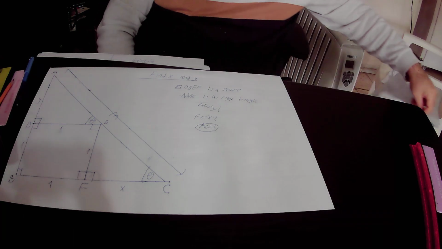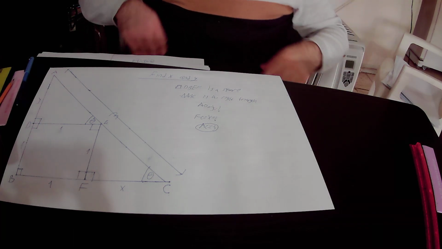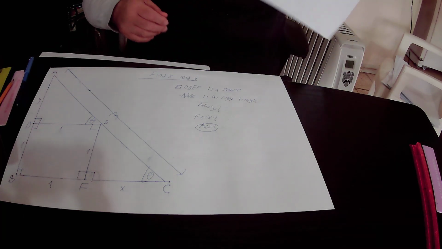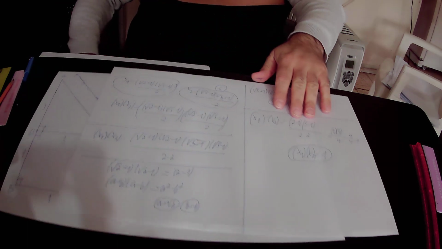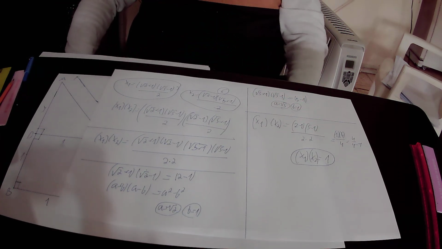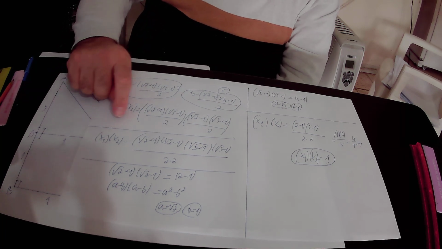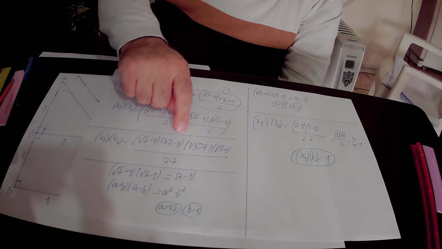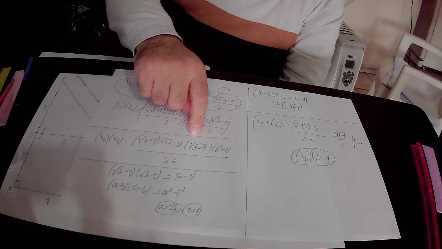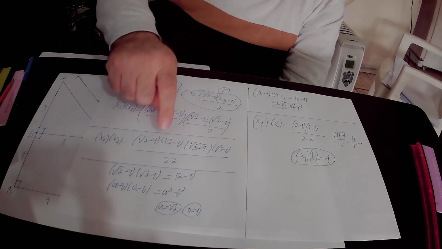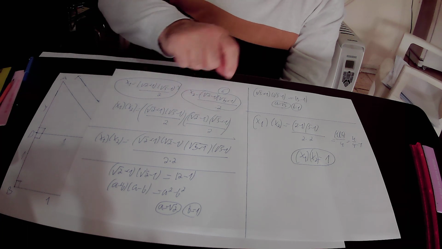Then I copied the solutions x1 and x2 onto this new page, and we multiplied x1 by x2, and we got that x1 times x2 equals (square root of 2 plus 1) times (square root of 2 minus 1) times (square root of 5 plus 1) times (square root of 5 minus 1), over 2 times 2.